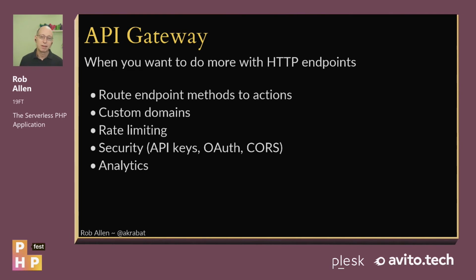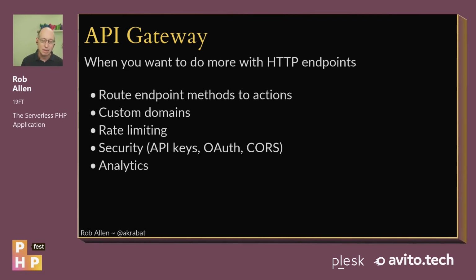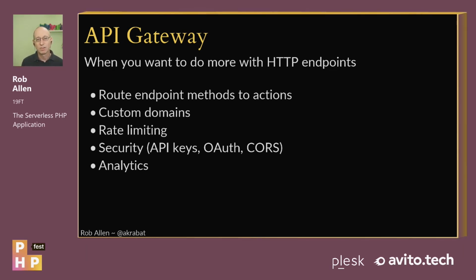There's something called an API gateway. All the major providers have an API gateway, which enables you to do more with your HTTP endpoints. You can route endpoint methods to actions. You can have a custom domain. You can do rate limiting, etc. This is where the cleverness happens. And invariably, if you are doing public-facing serverless, you will put an API gateway in front of your actions because it enables you to do the custom domains and do the smarts.